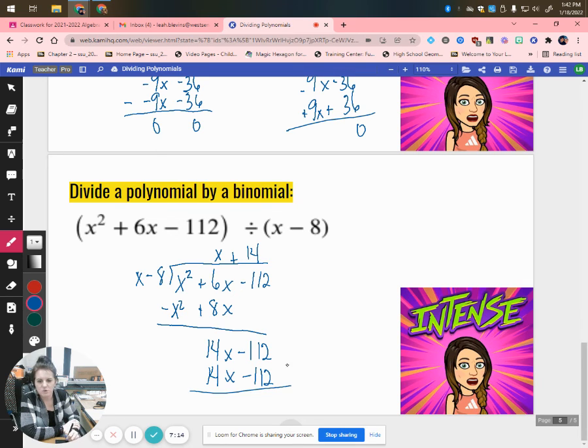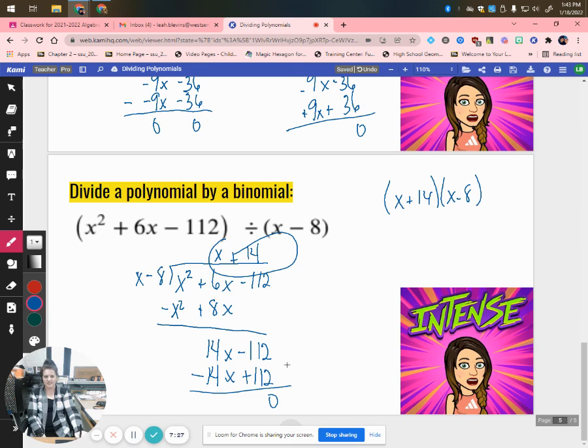So again, I'm going to subtract, so that means I'm going to change the sign. That gives me a remainder of 0. So this is my answer. So that tells me that x plus 14 times x minus 8 should equal x squared plus 6x minus 112. We could double check ourselves by foiling.